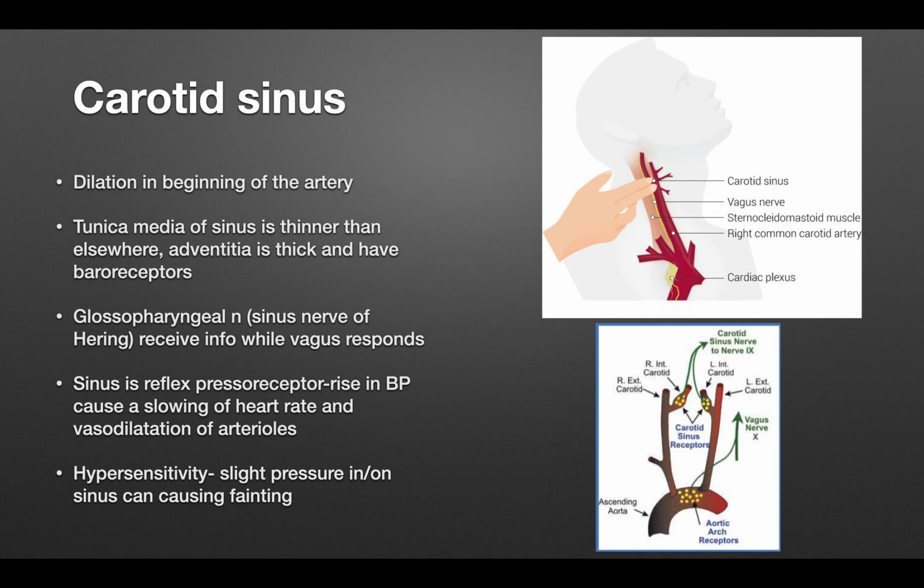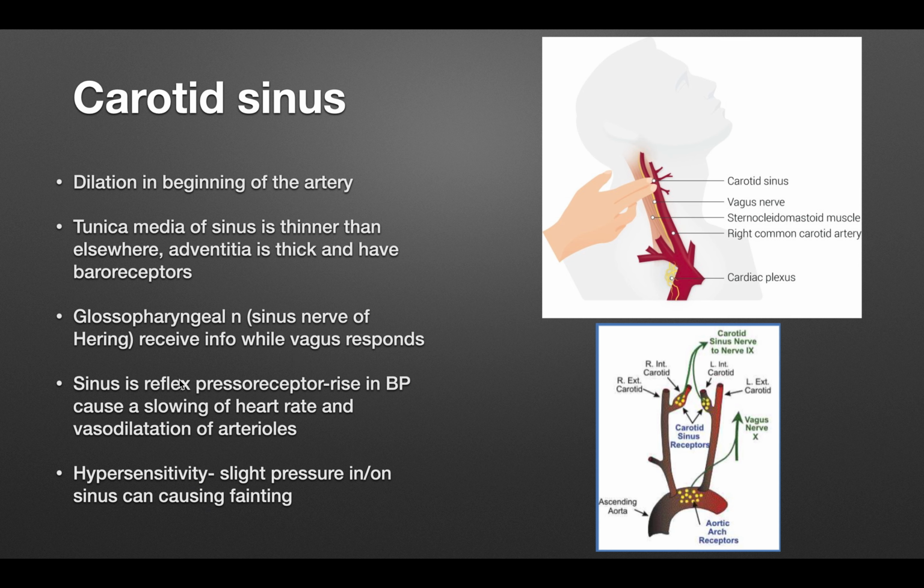So the carotid sinus is the dilation in the beginning of the artery, and the tunica media of the sinus is going to be thinner, and the adventitia thick, and those things have the baroreceptors, and that monitors the blood pressure, of course. The glossopharyngeal nerve is going to innervate it, and it receives the information, while the vagus nerve that also innervates the carotid sinus responds.